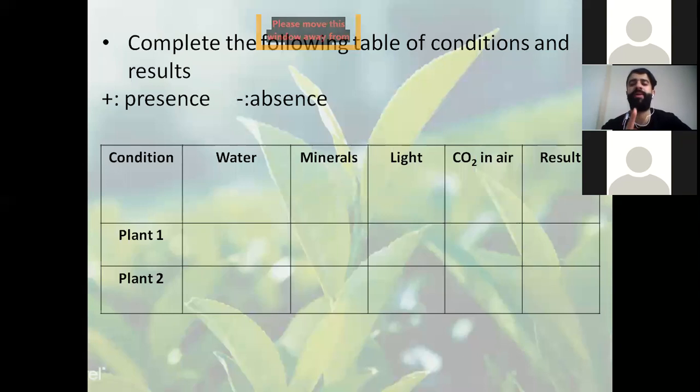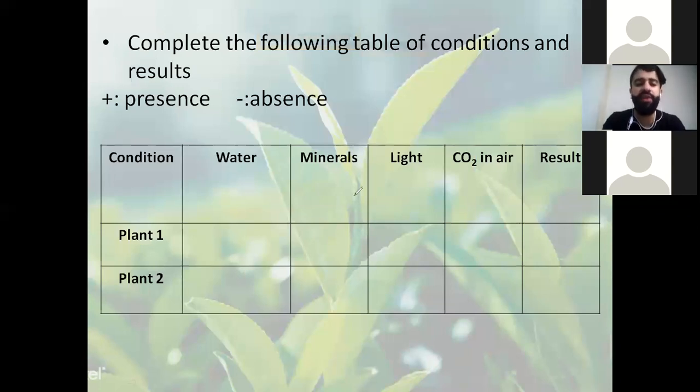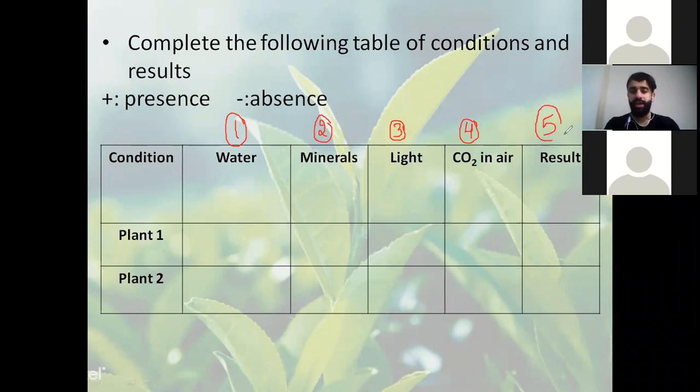Now I'm going to talk about an important issue here: the table of conditions and results. Always in the table of conditions we have four factors, maybe they increase to five. Always we have four: water, minerals, light, and CO2. These are four conditions. And number five is going to be the results.